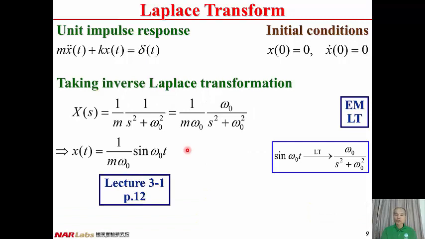Now we are going to take the inverse Laplace transformation. X(s) equal to 1 divided by m times 1 divided by (s squared plus omega 0 squared). Because the Laplace transform of sine omega 0 t equal to omega 0 divided by (s squared plus omega 0 squared), in order to make the form equal to the Laplace transform of sine omega 0 t, we multiply the numerator by omega 0. As well, we multiply the denominator with omega 0. Therefore, this equality still holds. And the inverse transformation of this term equal to sine omega 0 t. Therefore, we have x(t), the displacement function, equal to 1 divided by (m omega 0) times sine omega 0 t.